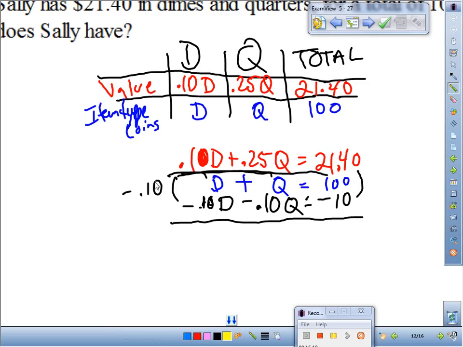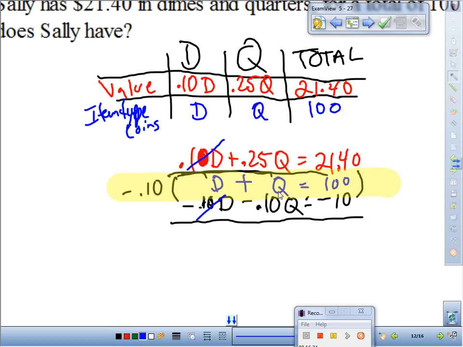Right now, and once again, I'm going to highlight this so you can see it. Right now, we're not going to use this one right here. We're just going to use this one and this one. Does everybody see it? All right, so let's eliminate. So the 0.10 minus 0.10, these cancel. So we're left with 0.25 minus 0.10, that leaves us with 0.15Q equals $21.40, take away 10, that leaves us $11.40.